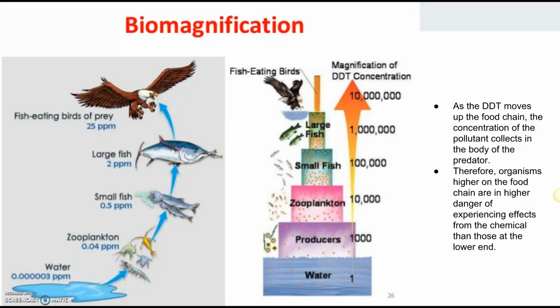And it will continue to work its way up through the food chain until it gets to the largest organisms at the top. So what you see here in the chart is that as the pollutant goes up, the concentration of it would also increase.